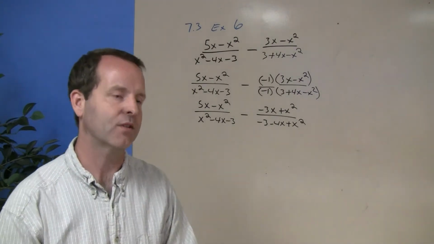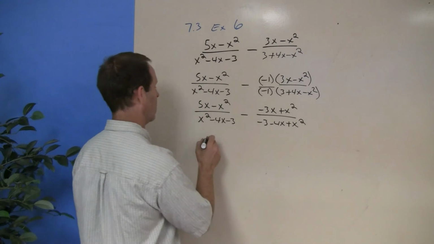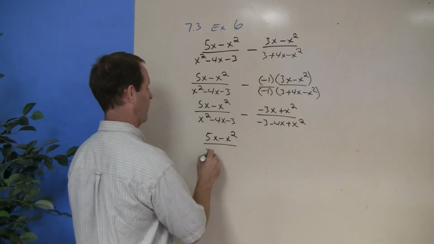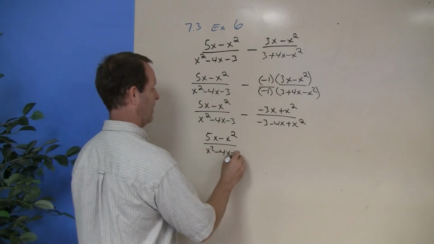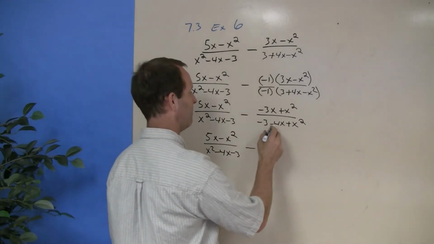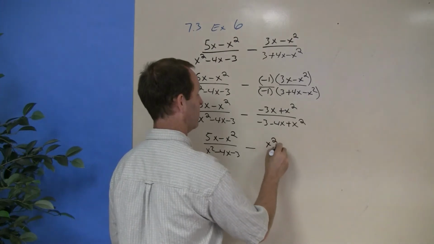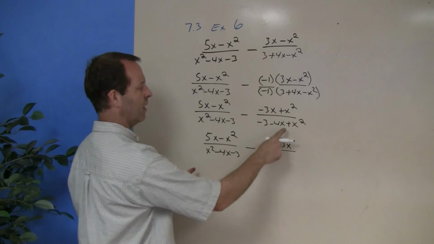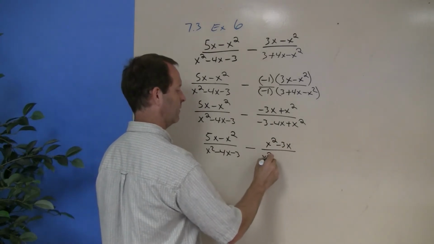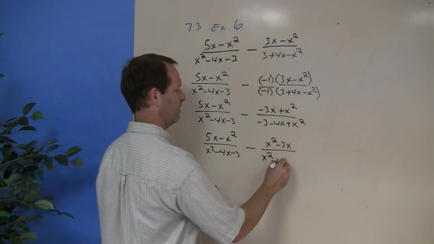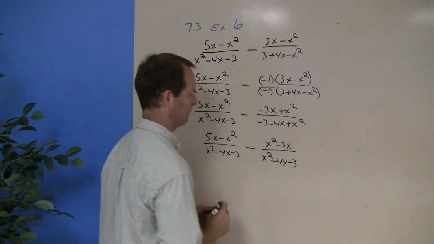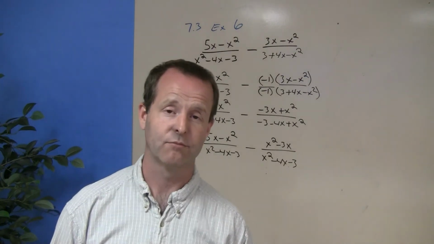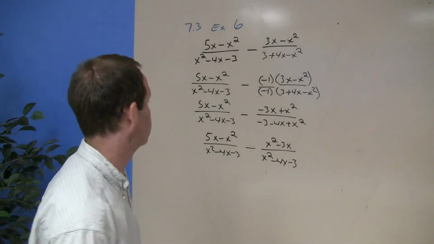Okay, you want me to write them in so they look right. So I have 5x minus x squared all over x squared minus 4x minus 3. Subtract on the top. I'm just going to put the x squared term first, minus 3x. The bottom is what's been bothering you, so let's put the x squared first, then the -4x, and then the -3. Alright, well, now I have common denominators, which means all I have to do is subtract through.